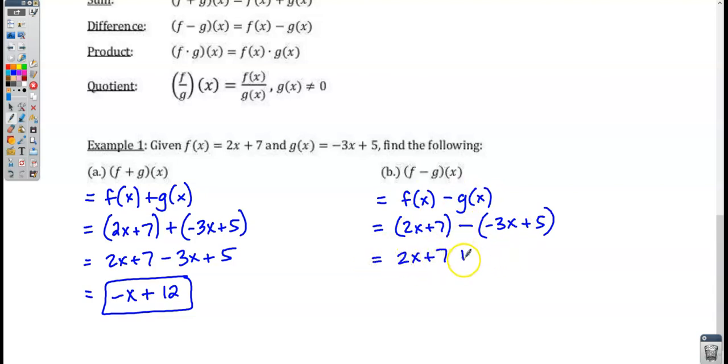We do what we need to do to get rid of the parentheses. Distribute the negative sign through the second set. And now we combine the like terms, and we end up with 5x plus 2 as our result. Okay? All right, on to the next example.